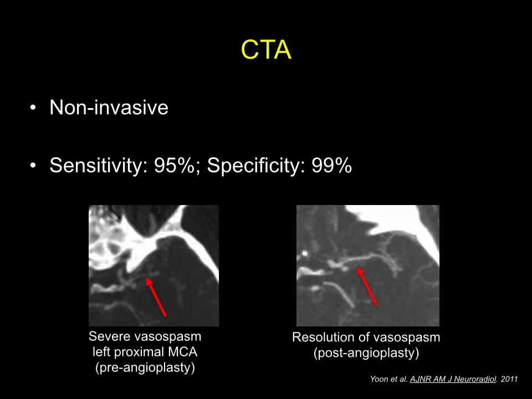On the left side, we have an image of a CT study that demonstrates severe narrowing of the proximal left middle cerebral artery in keeping with severe vasospasm. Following endovascular treatment, a repeat CT study showed that the caliber of the affected vessel had returned to normal, as demonstrated on the image on the right.